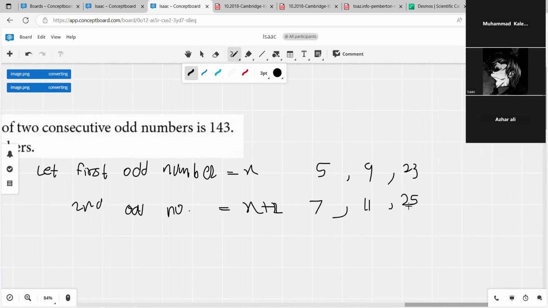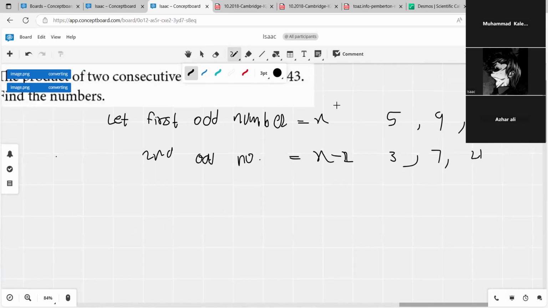And how are we getting the next consecutive odd number? By just adding 2, or by just subtracting. Same debate, you can do subtraction here or addition. If you are doing the subtraction, two consecutive odd numbers are 5 and 3, 9 and 7. We are not sure which odd numbers we have, so that's why we just take x here. And they said that the product of these two consecutive odd numbers is 143.